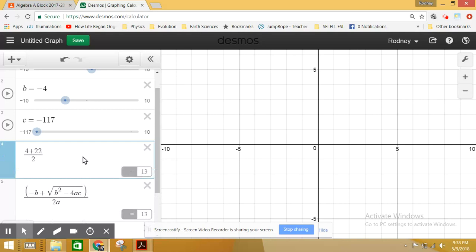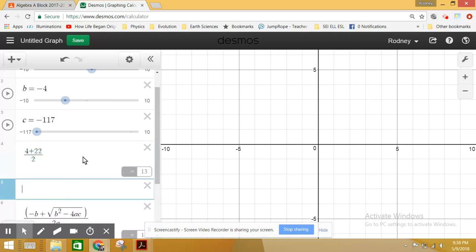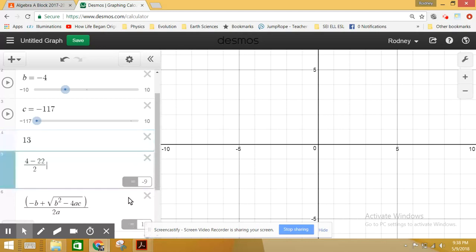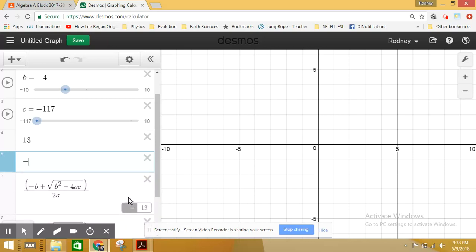Okay, now I need a plus version of that. And the square root of 484 is also negative 22. So plus or minus 22. So I have these 2 versions here. I'm going to further simplify it. 4 plus 22 is going to end up being 26. 26 over 2 is 13, which is our answer. And then 4 minus 22 is going to be negative 18. And negative 18 over 2 is negative 9. And those are our answers for that one.